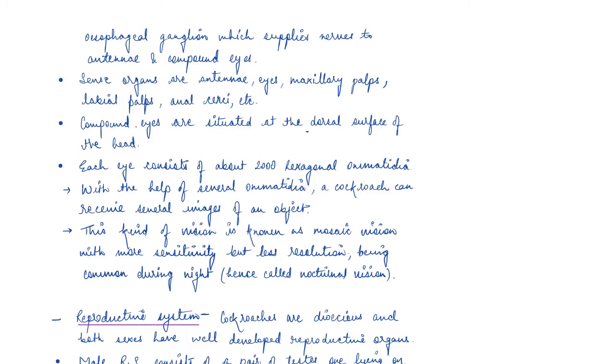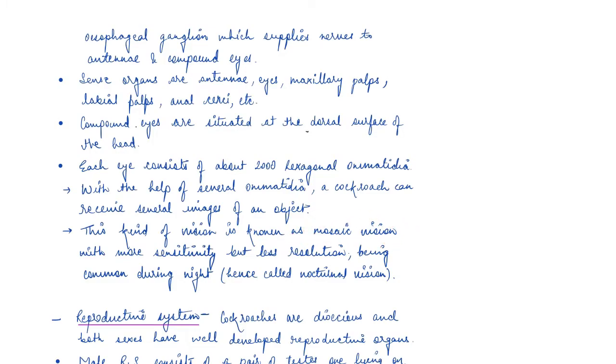Now the compound eyes are situated on the dorsal surface of the head, and with the help of several ommatidia, the cockroach can receive several images of an object because they have many ommatidia, right? So this kind of vision is known as mosaic vision. It has more sensitivity but less resolution. So the object is not very clear, but they are more sensitive towards different kinds of objects at once, right?